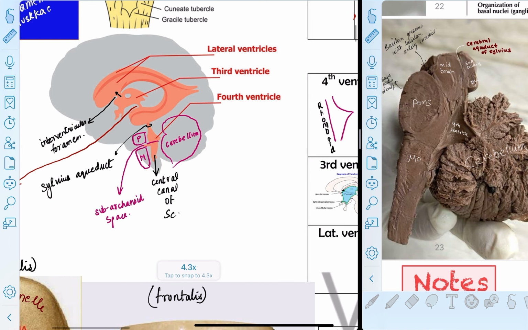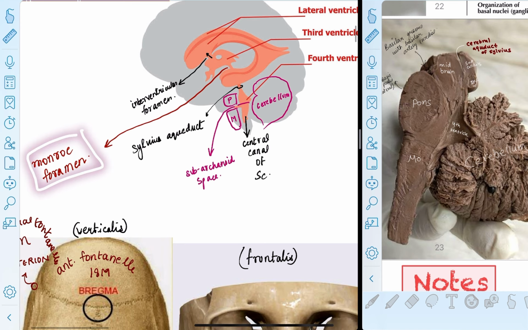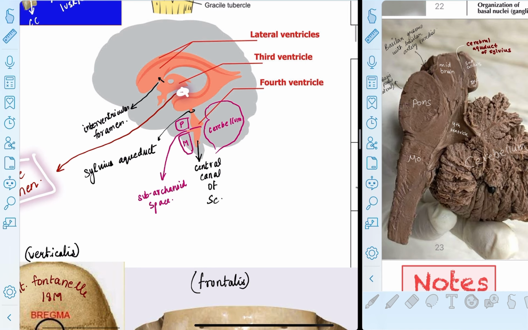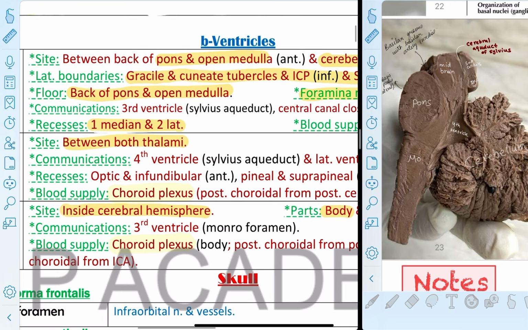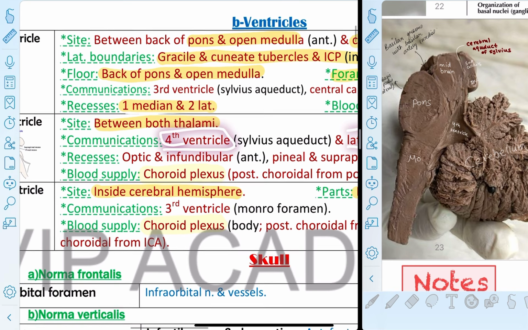Communications, very easy. It's communicated to the fourth ventricle through the aqueduct of Sylvius, and it's communicated to the lateral ventricles through the interventricular foramen, the foramen of Monro. This one is the foramen of Monro, which is communicating the third ventricle to the lateral ventricles. So it communicates to the fourth ventricle and the lateral ventricles through the foramen of Monro.